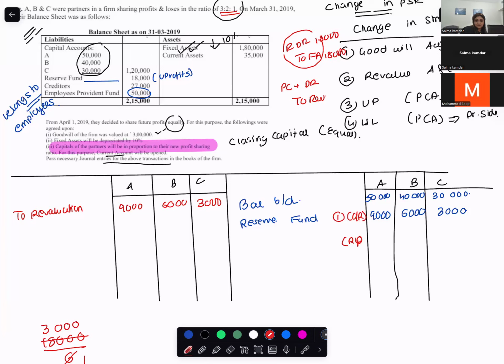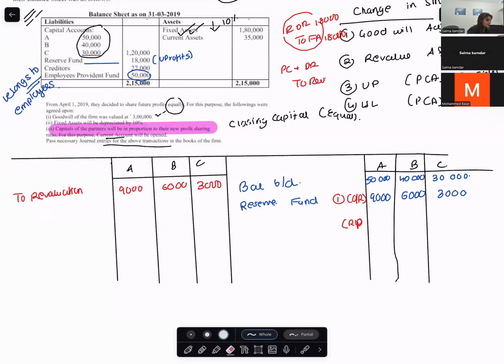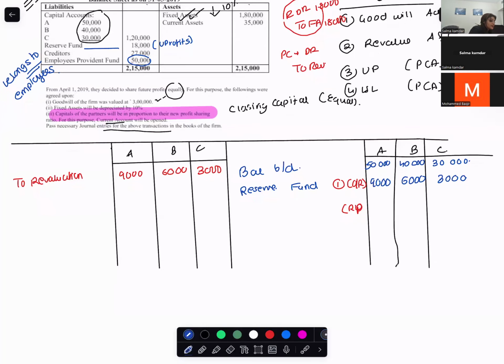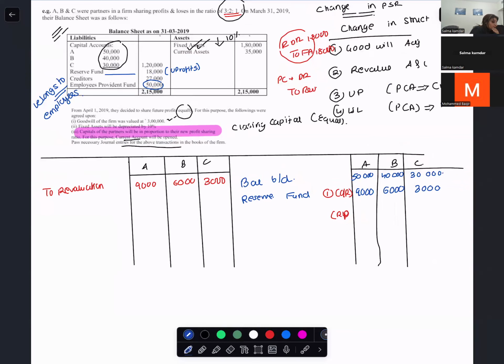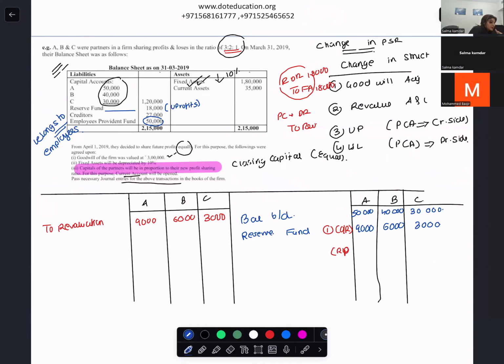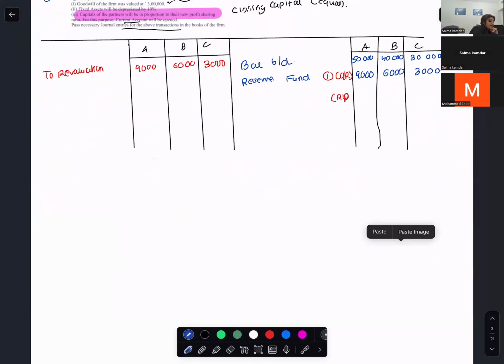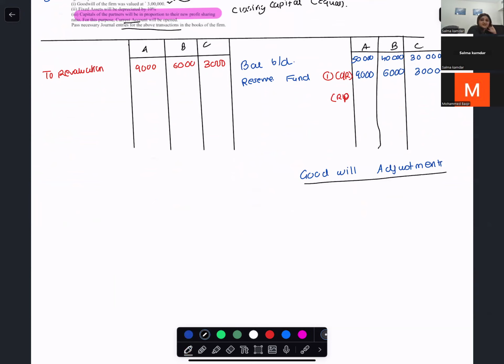Okay, I'm waiting for you. What are you going to do? There is goodwill of the firm that is valued at 300,000. That means what are you going to do? Goodwill of the firm is valued at 3 lakh, right? So we will have to do goodwill adjustment after finding the sacrificing and gaining ratio. So what was the journal entry for goodwill adjustment?